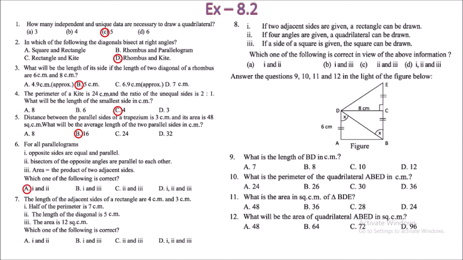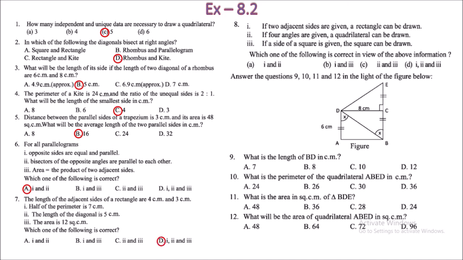The lengths of the adjacent sides of a rectangle are 4 centimeter and 6 centimeter. Half of the perimeter is 7 centimeter. The length of the diagonal is 5 centimeter. The area is 12 centimeter. So number D is the correct one. All of them are correct. If you use the formula of half of the perimeter, that is length plus breadth, that is 7, and for the diagonal, if you use the Pythagoras theorem, you will get it. And the area is length into breadth, that is 12 centimeter. Number 8.